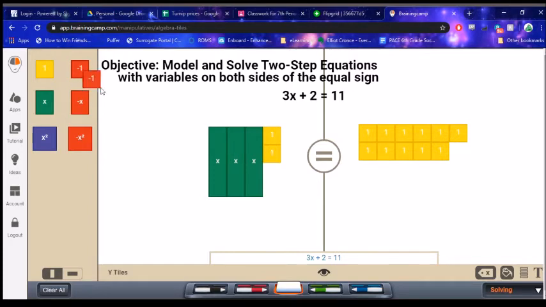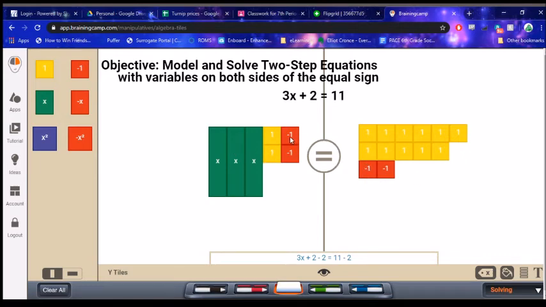Since these 2 yellow squares each represent positive 1, I'm going to drag 2 red squares. Those each represent negative 1. So for every yellow square, I need a red square. And since I now have minus 2 on the left, I need minus 2 on the right as well. Everything we do on one side, we do on the other side. So I have 2 red squares on the left and 2 red squares on the right.